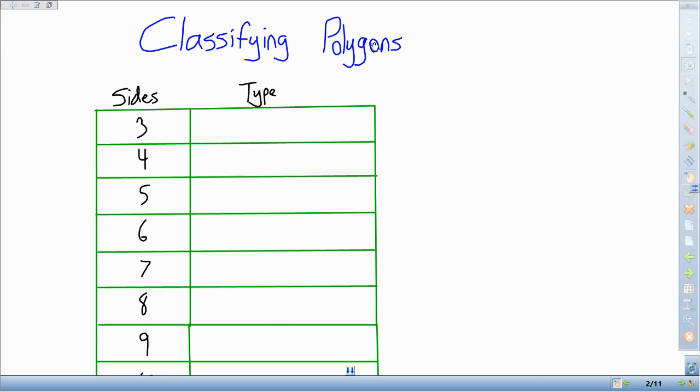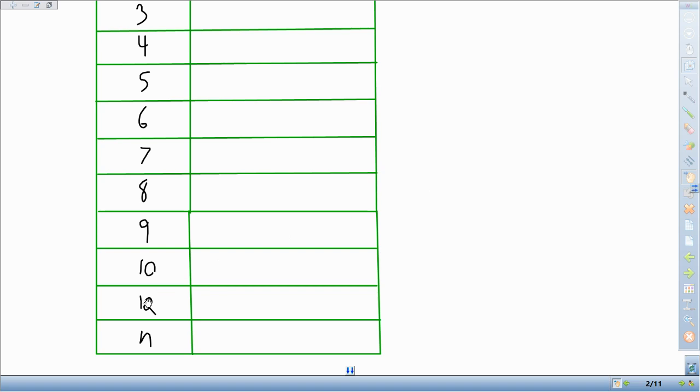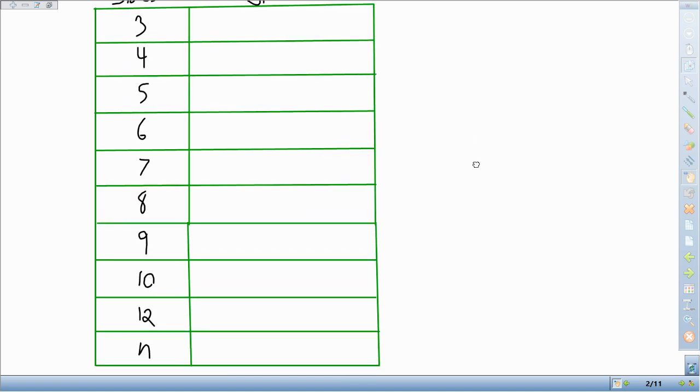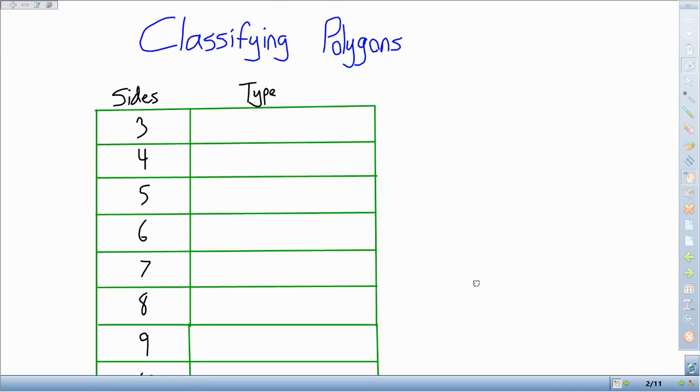Okay, so go ahead, take a second here and write out this slide. We're going to start with three sides and we're going to make our way all the way down to 12 or n sides, and I'll show you what that means. So go ahead and get that, and then we'll go all the way down to 12.